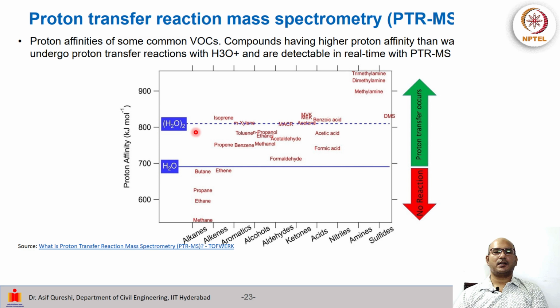This is the proton affinity for H2O, and there will be proton transfer if we go from this up, and we will have propane, benzene, formaldehyde, formic acid, acetic acid, toluene, xylene, and beyond H2O we have DMS, methylamine, dimethylamine, trimethylamine, and these can be detected well.